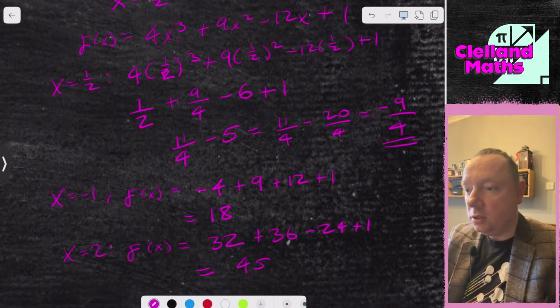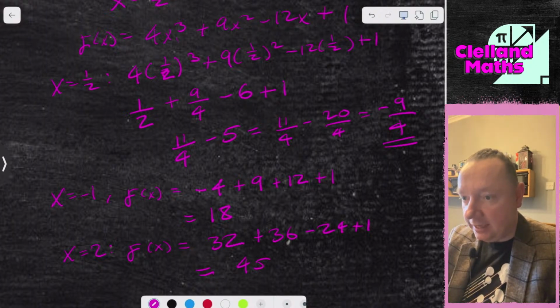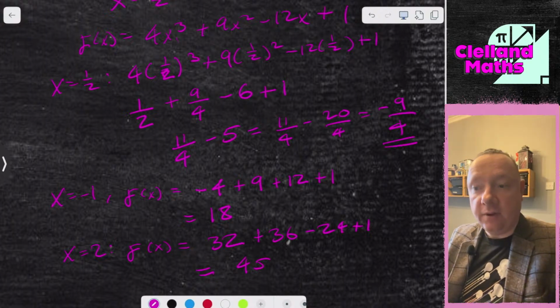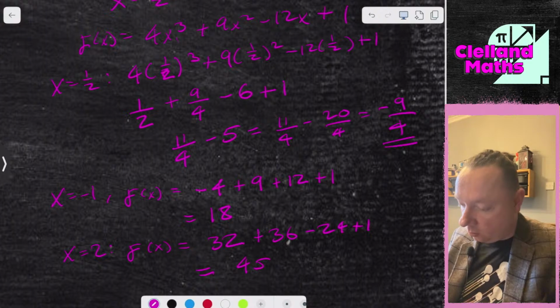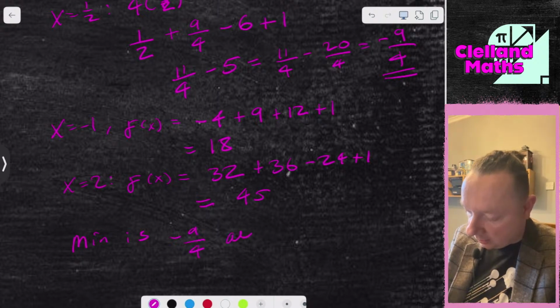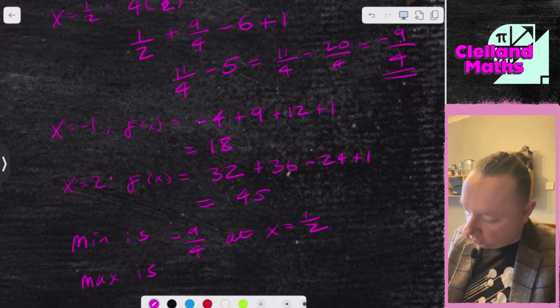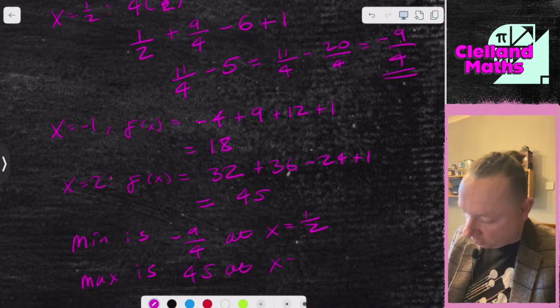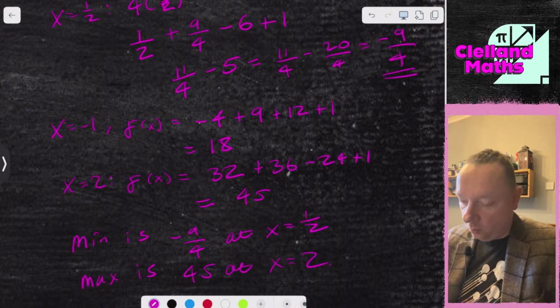So we've got minus 9 quarters. We have also got 18 and 45. So that means that we can say that our minimum value of f is minus 9 over 4, because that's the smallest, and our max is 45. So we just write that. Min is minus 9 quarters at x equal to a half, and max is 45 at x equal to 2, and we're done there on that epically long question.